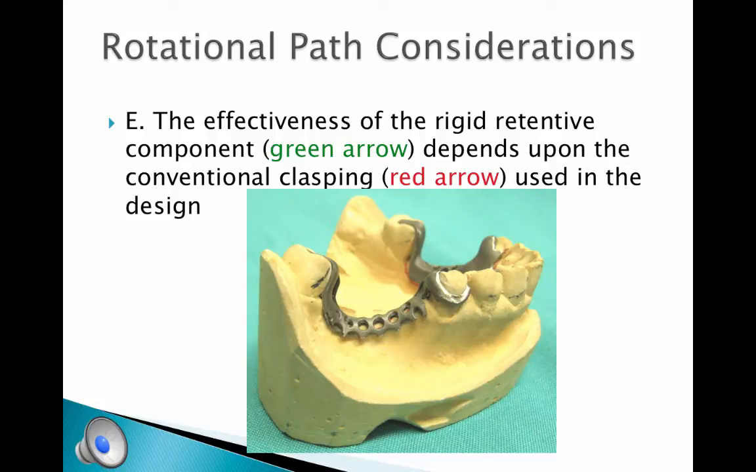The effectiveness of the rigid retentive component, in this case on the guide plate, on number 31, depends upon the conventional clasping used in the design. The clasp used on number 29 should encourage stability by its design. Direct retainer arms should be placed favorably in the cervical 1/3 of the tooth to fit the design rules. Therefore, tooth alterations to lower the survey line may be necessary to develop the proper positions for the direct retainers and the reciprocal components. The reciprocal components, as you've learned, need to be no higher than the middle 1/3 of the tooth.